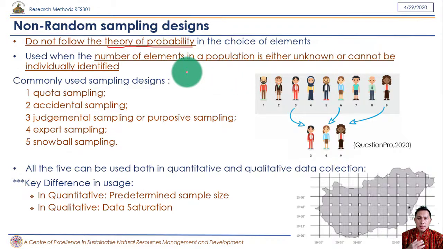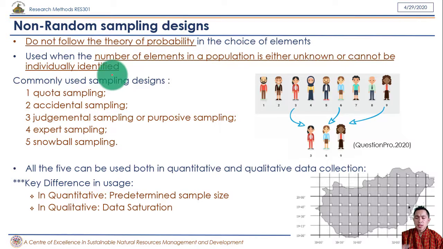Another application of non-probabilistic or non-random sampling is when the population is either unknown or cannot be individually identified. In that case you use non-probabilistic sampling. So two things here: it doesn't follow the theory of equal probability of selection, and it doesn't follow the independence of selection of that unit. The second point is that the population should be either unknown or cannot be individually identified.